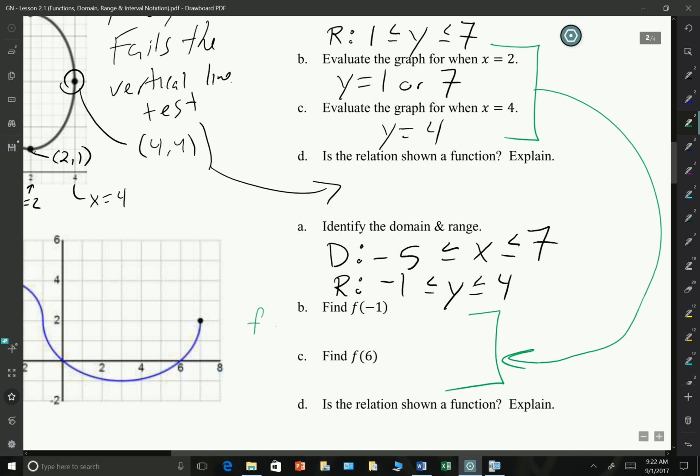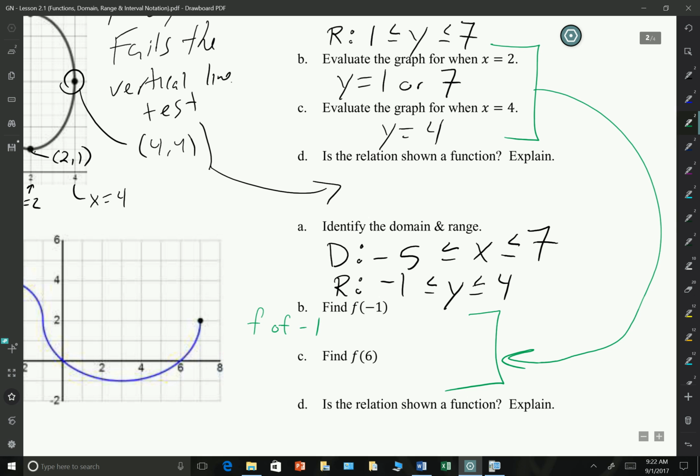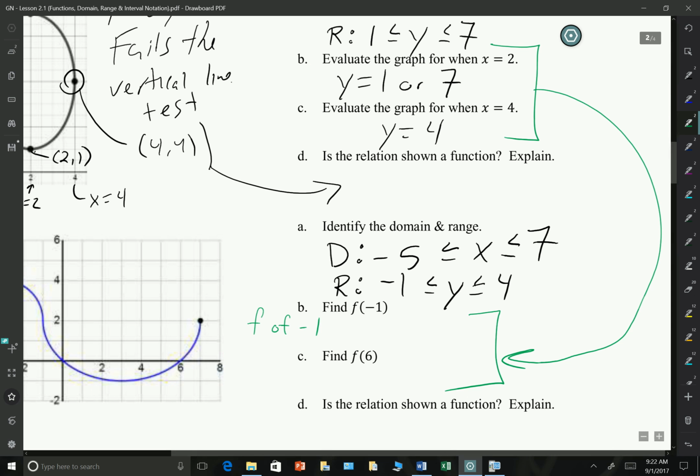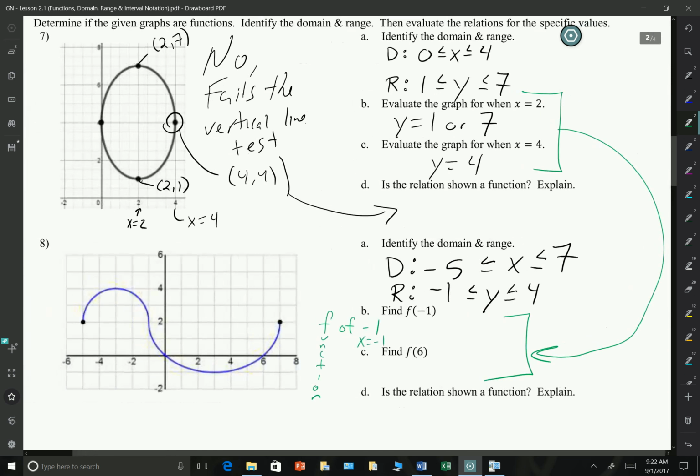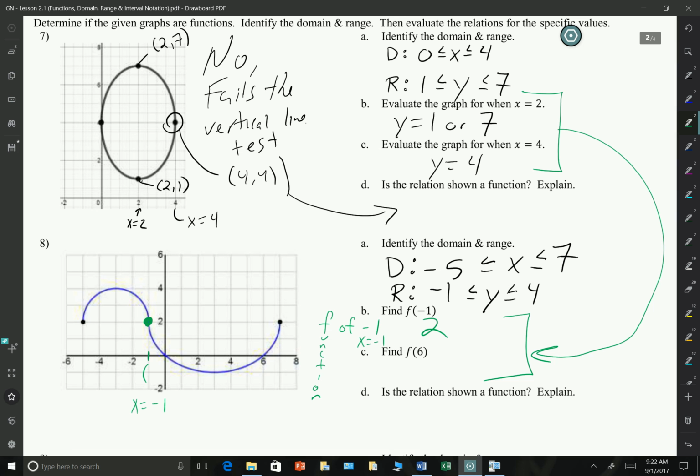This means f of -1. Find f of -1, which means find the value of the function. So find the value of the function of x equals -1. So that means I go to x equals -1 right here. What is the y value at that point? 2. So even though I don't know what the equation of this graph is, I can still find the y value if I plug it in by looking at the point.